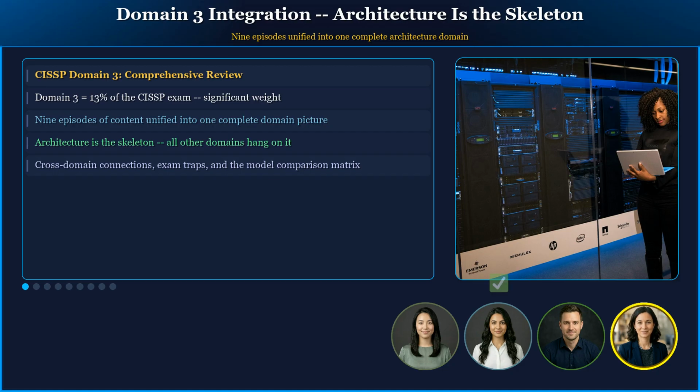Starting with design principles and security models, the most tested content in Domain 3. Starting with design principles, the rules every architect checks before writing a single line of code or specifying a single hardware component. Let me introduce the team real quick.